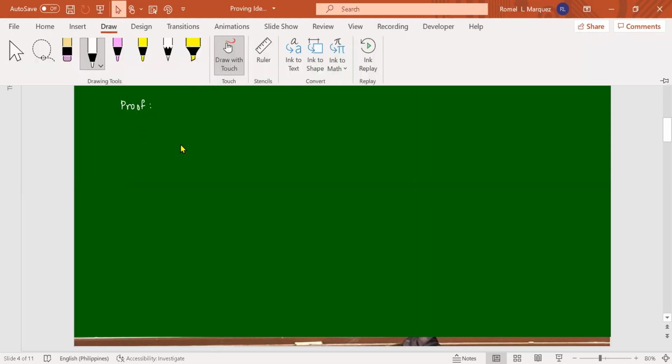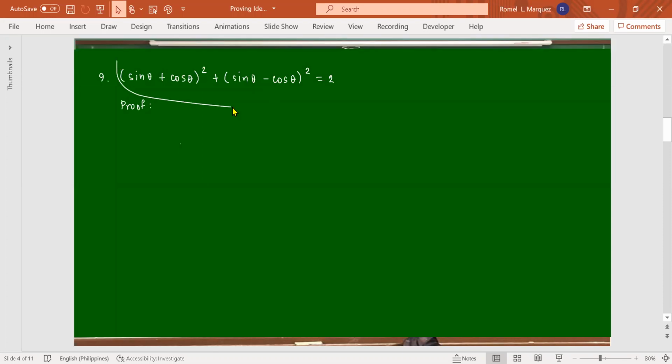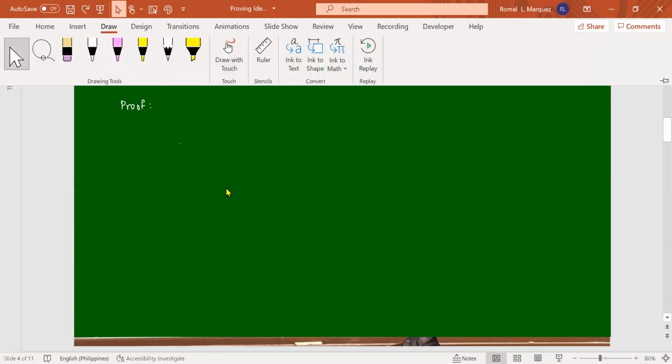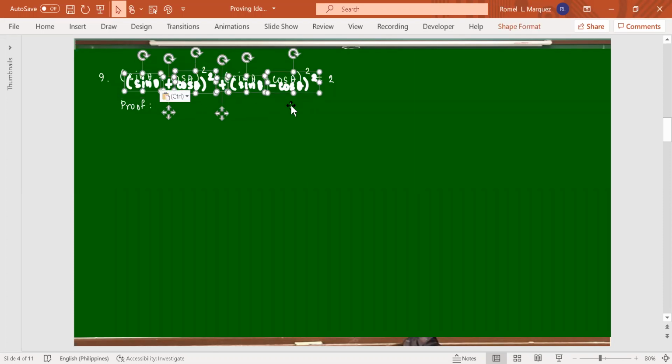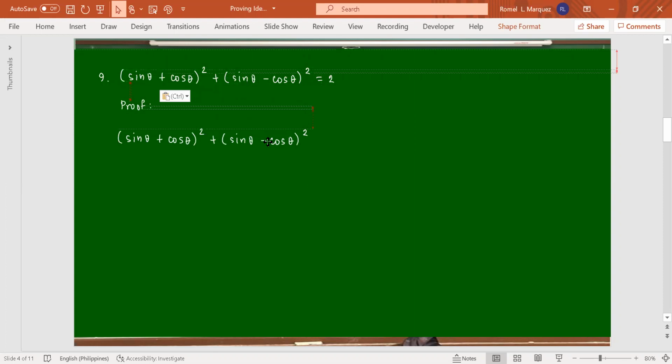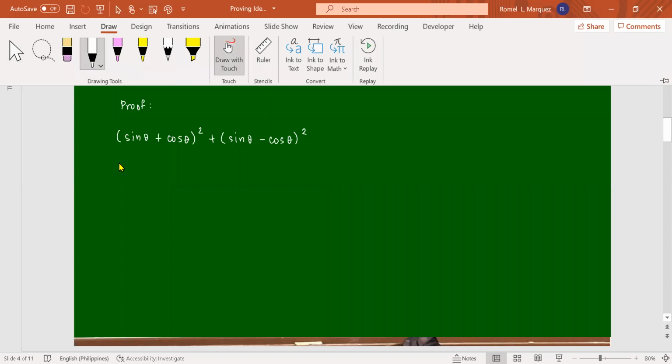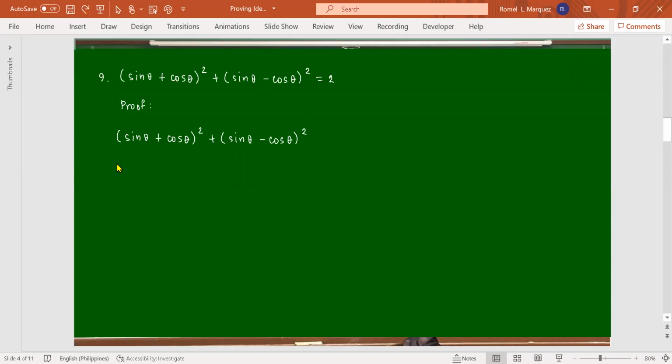Obviously, we have to work on the left side, no? Okay, let's express this as 2. So we can begin, I think, by expanding, no? So let's expand each term. This two-term expression, when expanded, is binomial in form.